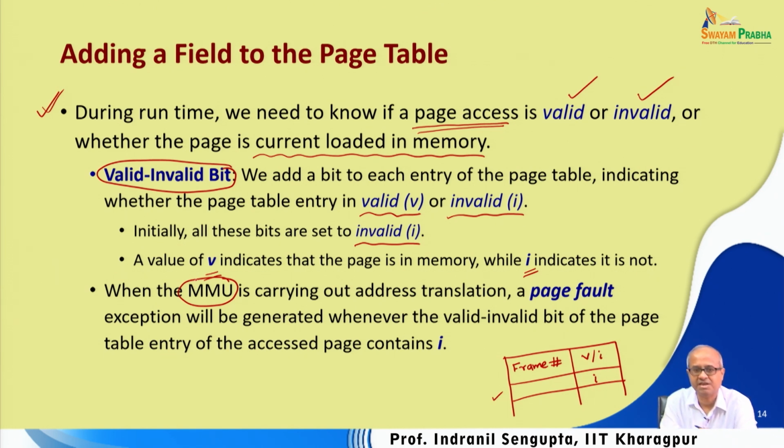Another thing we already mentioned: when the memory management unit is carrying out this logical to physical address translation, whenever the page requested is not in memory, how do you know that? You check that the page table entry is I, that means it is not in memory. That will result in a page fault exception. An exception is like an interrupt generated internally by the processor while executing an instruction. When you execute an instruction, you access the page table, you see that the bit is I, so the page fault exception will be automatically generated.